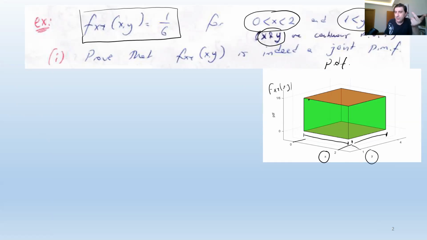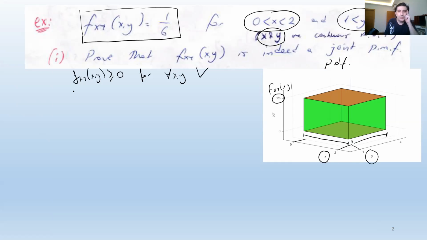Now, two conditions we need to consider. First, f(x,y) should be greater than or equal to 0 for all values of X and Y, which is the case. Outside this region it is all 0, and inside this region, where X is between 0 and 2 and Y is between 1 and 4, we have a probability density function equal to 1/6. So this condition is satisfied.